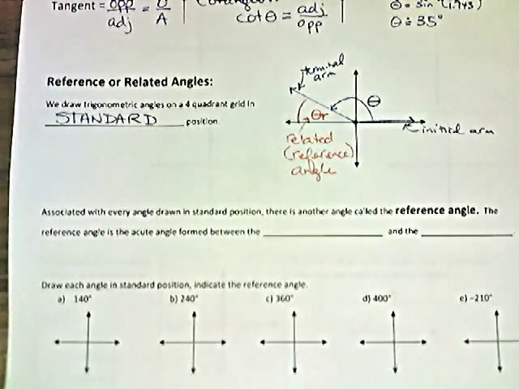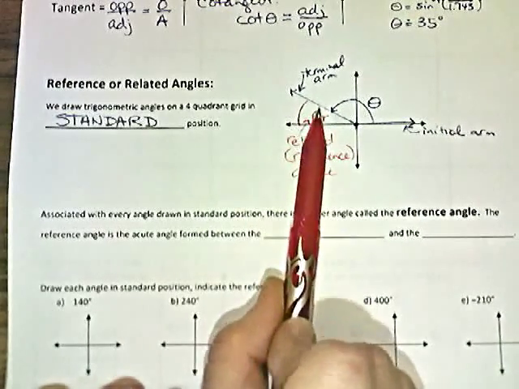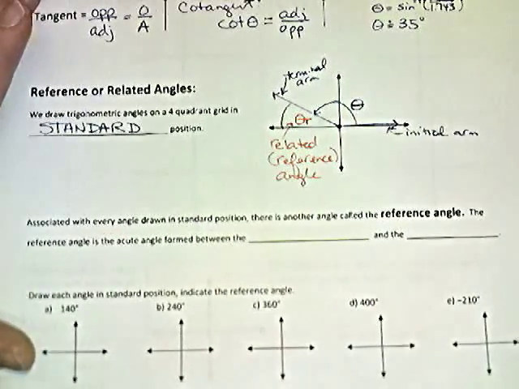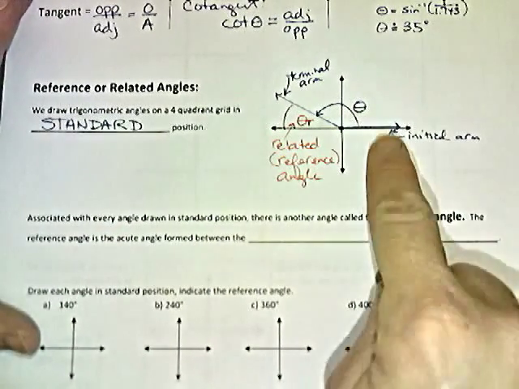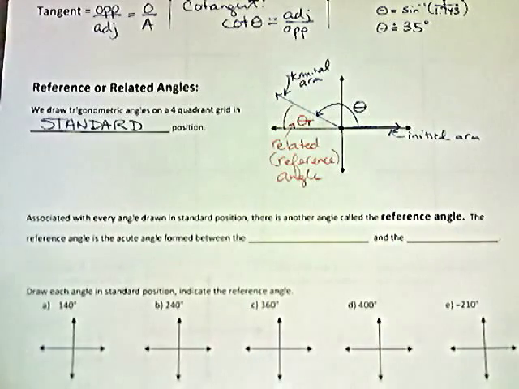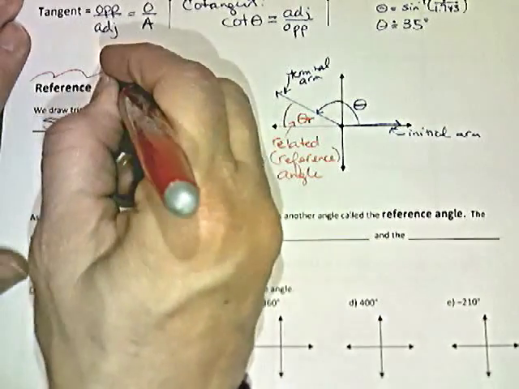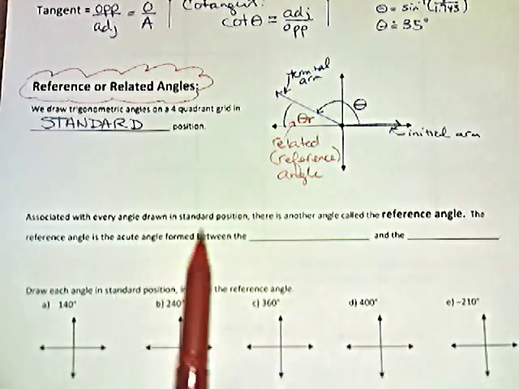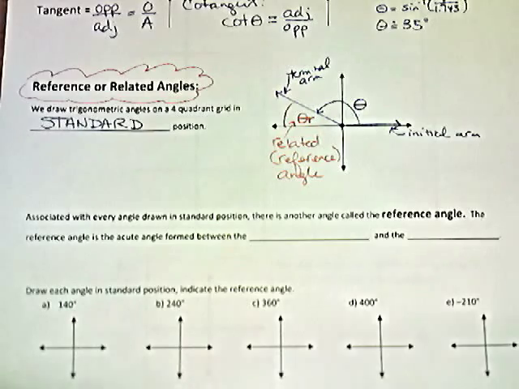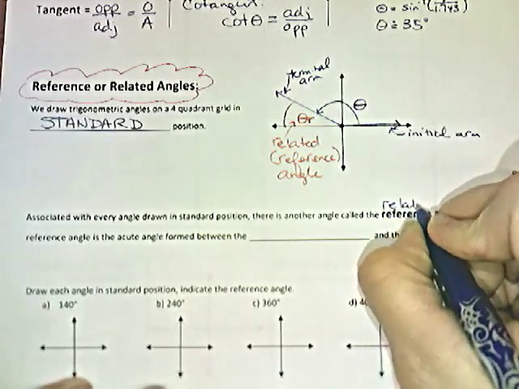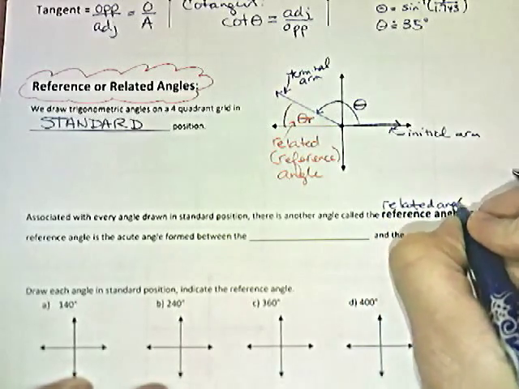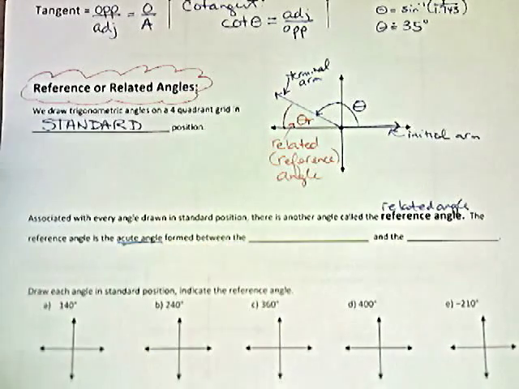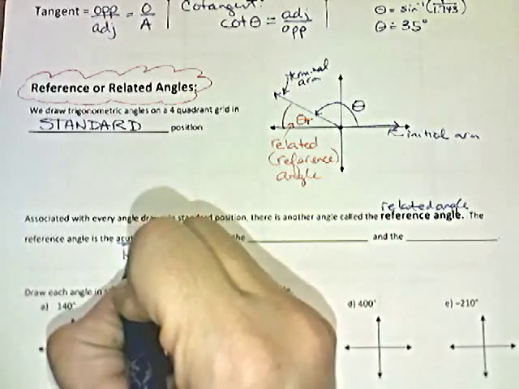And that one is key in finding, if you can find the numbers for this related angle, it's key in finding the sine, cosine, and tangent numbers for the big indicated angle. And so what we need to do is talk about how special these reference or related angles are. So associated with every angle drawn in standard position, there's another angle called the reference angle or related angle. Our textbook calls it related angle quite often. The reference angle is the acute, the tiny small angle. It's always less than 90.